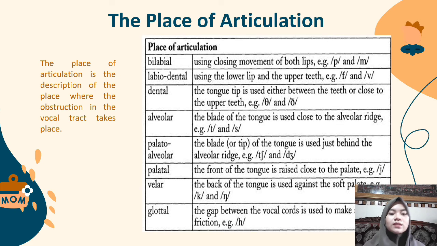Next is the place of articulation. The place of articulation is the description of the place where the obstruction in the vocal tract takes place. There are bilabial, labiodental, dental, alveolar, palato-alveolar, palatal, velar, and glottal.